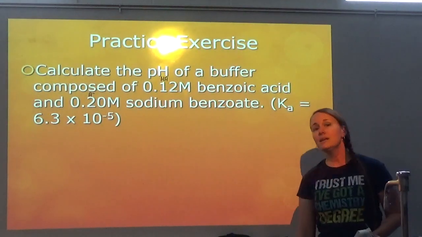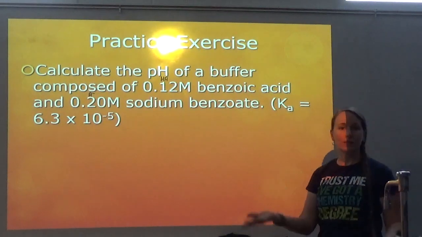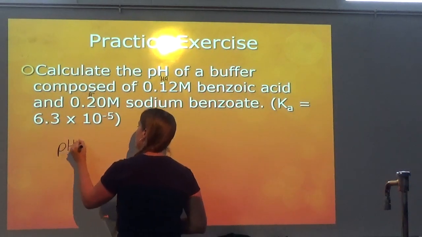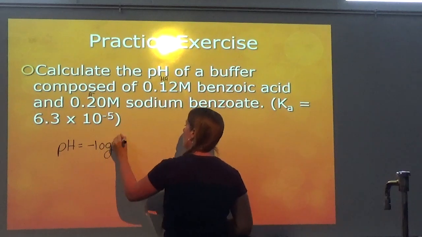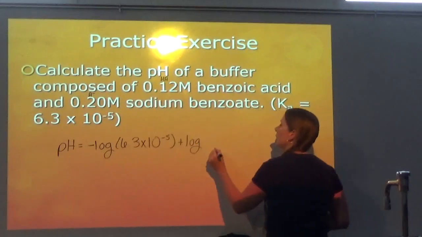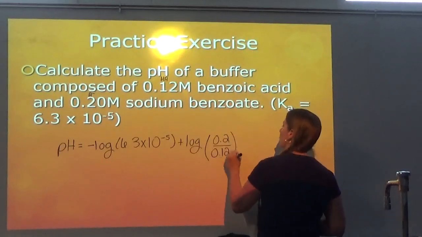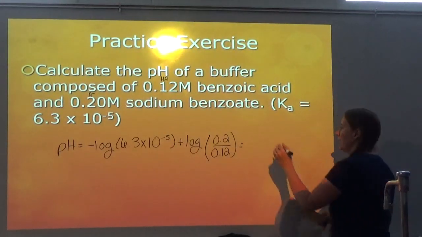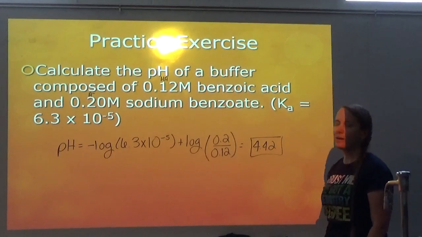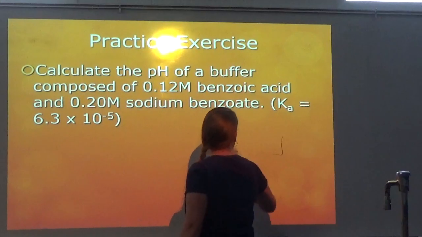Now what if they had given us Kb instead? We can't plug that into Henderson-Hasselbalch, but we could do Ka times Kb equals 1 times 10 to the negative 14 and solve for Ka instead. So we have pH equals pKa, which is negative log of Ka, which is 6.3 times 10 to the negative 5, plus log of my A minus, which is 0.2, over my HA, which is 0.12. Once I solved for that one, I got 4.42. See how easy that was? Oh man, I wish I could say the rest of this video they were going to be this easy. I really do.